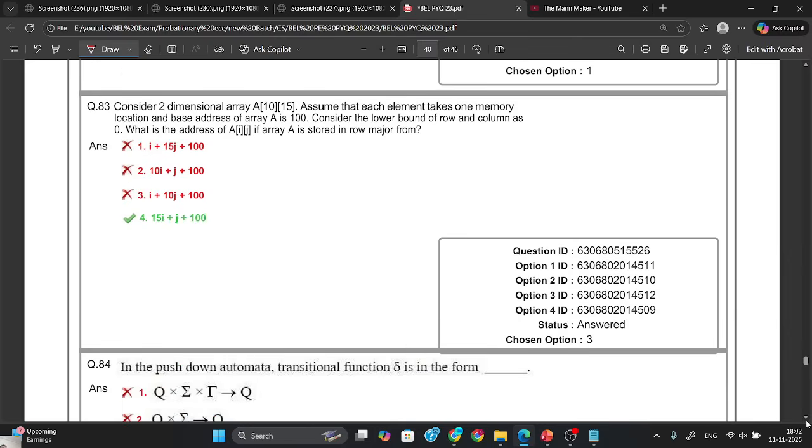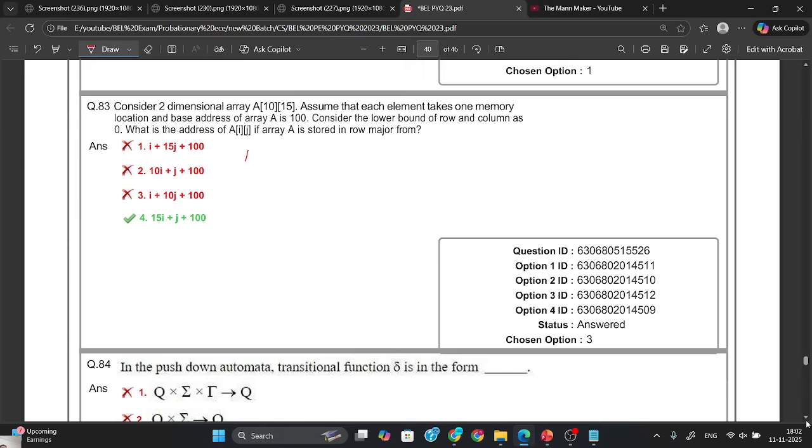Consider a two-dimensional array A of size 8 × 10 × 15. Assume that each element takes one memory location, the base address of array A is 100, and the lower bound of row and column is 0. What is the address of A[i][j] if array A is stored in row-major form?